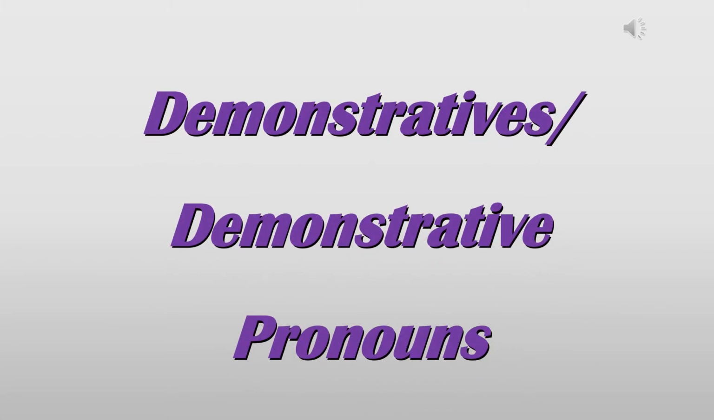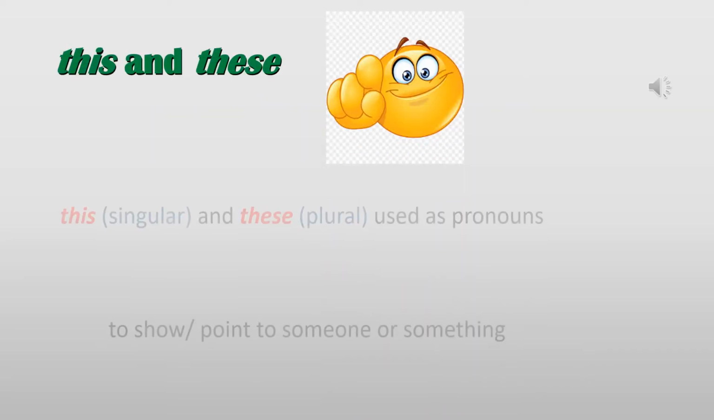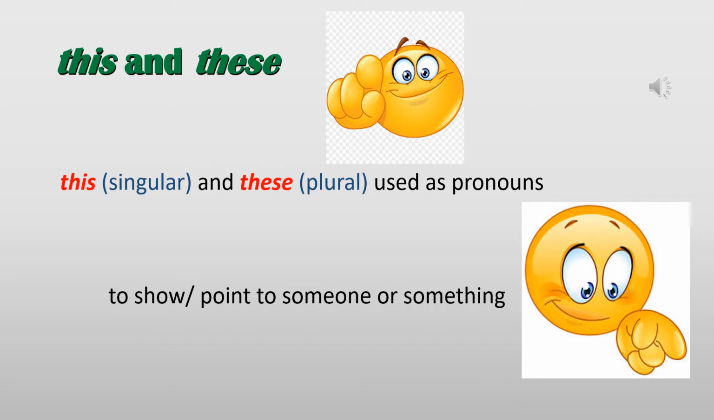Demonstratives, demonstrative pronouns. أسماء الإشارة. What are demonstratives? ما هي أسماء الإشارة؟ This and these. This in singular and these in plural are used as pronouns to show or to point to someone or something. إذا نستعمل this and these كأسماء إشارة لنشير إلى شيء ما أو شخص ما.